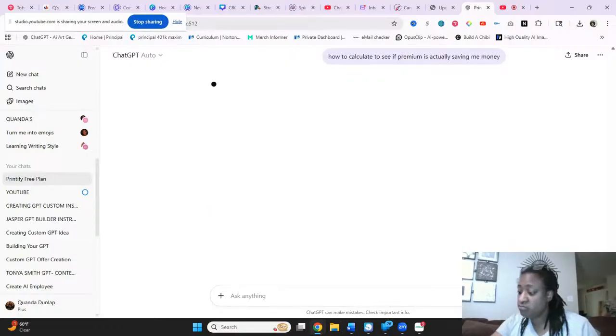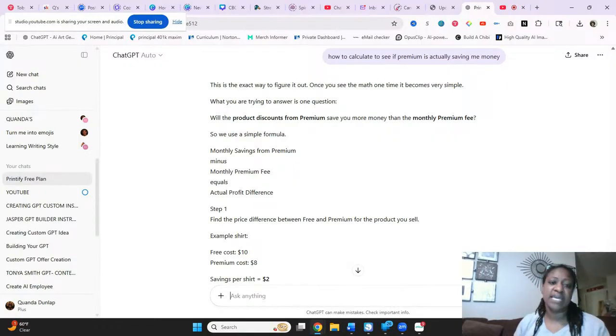So that's what you want, right? We want to save money. Okay, so this is exactly the way to figure it out. Once you see the math one time, it becomes very simple. What you're trying to answer is one question, right? So we use a simple formula: monthly savings from premium minus monthly premium fee equals actual profit difference.